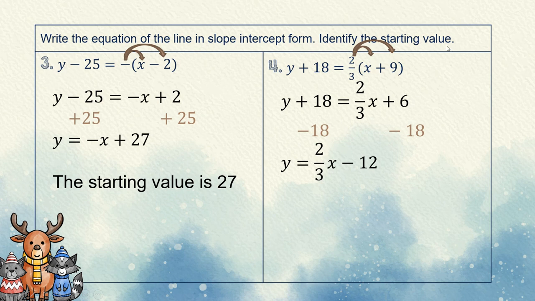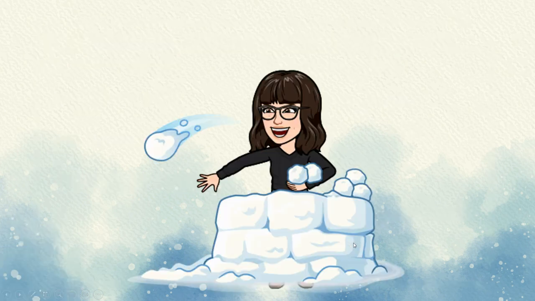My starting value here is negative 12. So my slope is 2/3. My starting value is negative 12. And that is it for today's lesson.